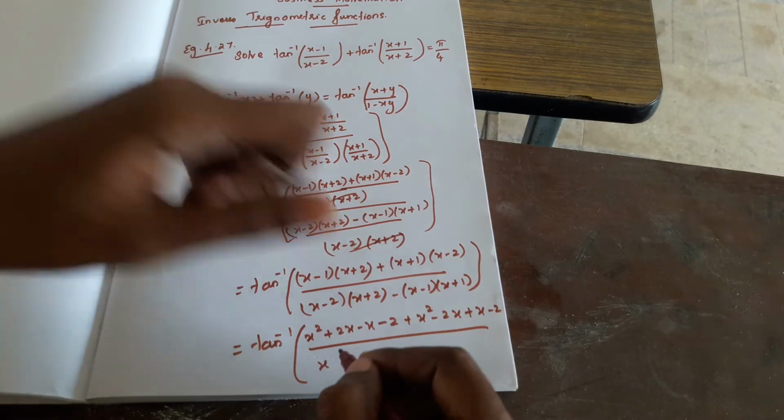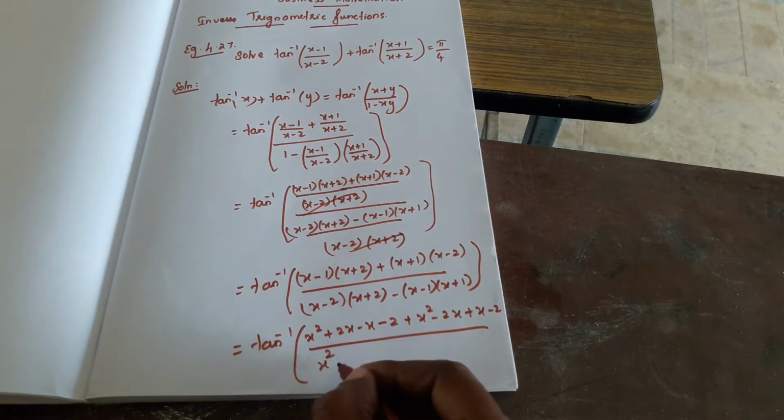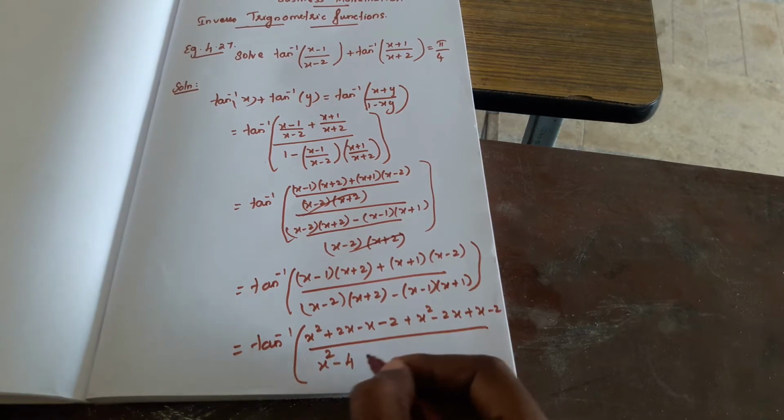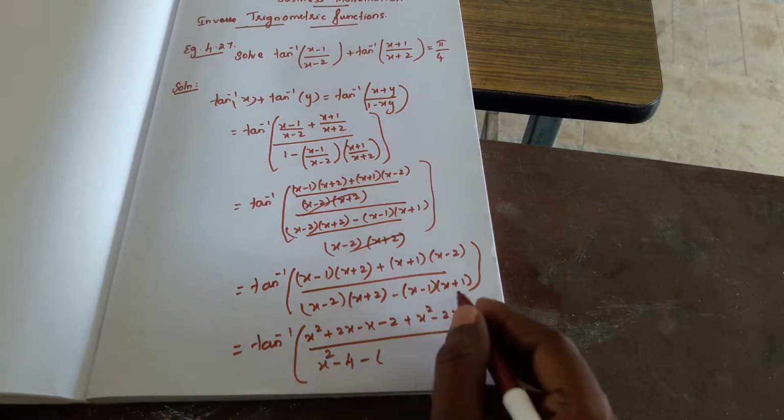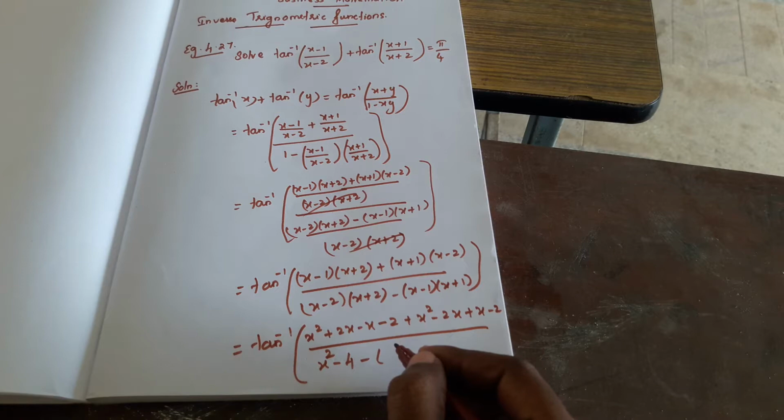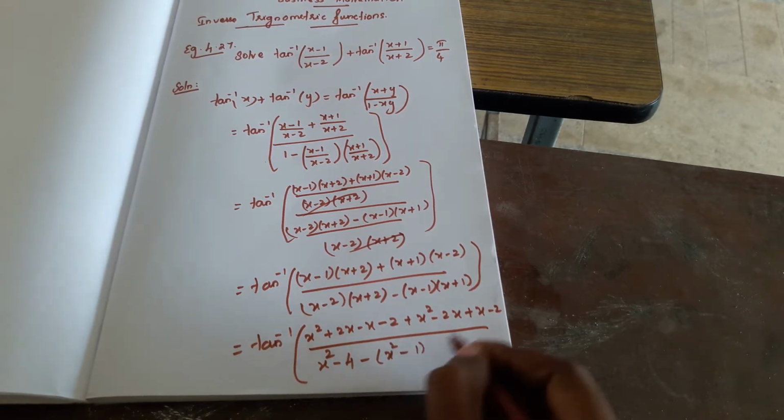x square minus 2 square you will get, that is (a plus b) into (a minus b). So totally we will write a square minus b square. So a square minus b square means x square minus 4. Then minus of again (a plus b) into (a minus b), so a square minus b square. So you will get x square minus 1.